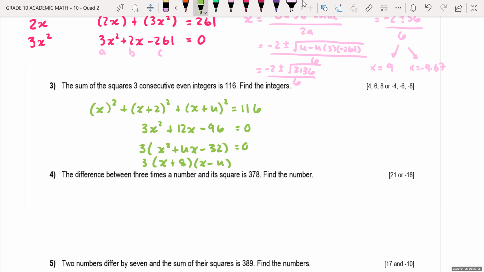Remember how I was like, oh, I'm not going to do this one? And then I basically did the whole thing. And then you end up getting x is equal to negative 8, x is equal to 4. And then you can figure out all the rest of the numbers, because remember your 3 numbers that you're going to write on the side are going to be x, and then x plus 2, and then x plus 4.